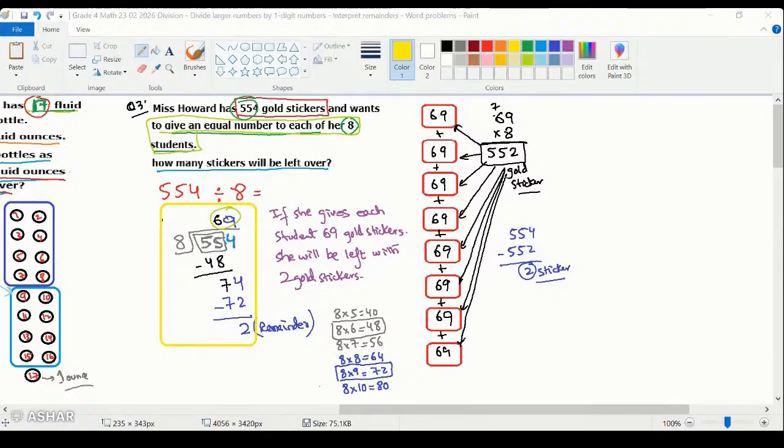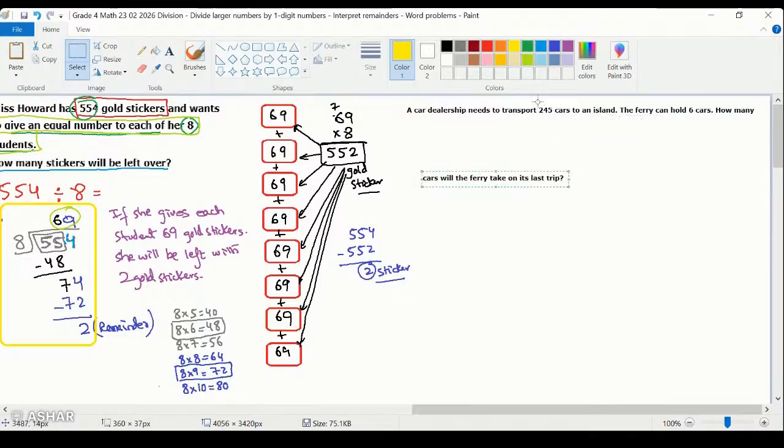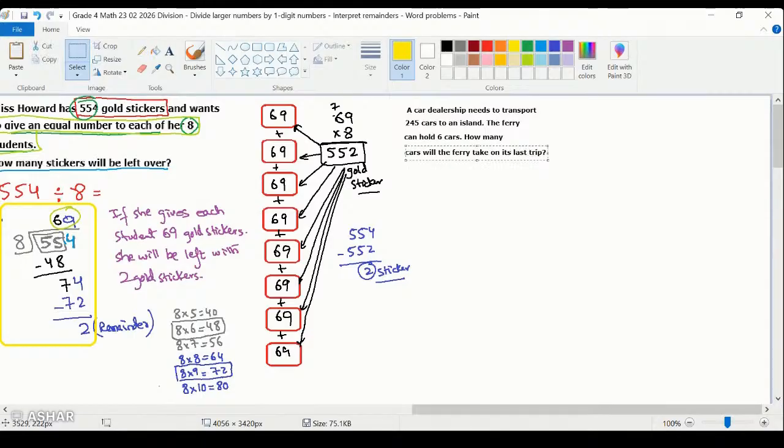To the next question. We look at more examples and a lot more things would be clear to us. If there is anything that you cannot understand, please let me know. I'll re-explain the question. For question number 3, let me realign this. A car dealership needs to transport 245 cars to an island. The ferry can hold 6 cars. How many trips? Very good question.